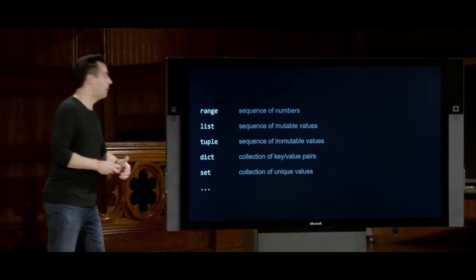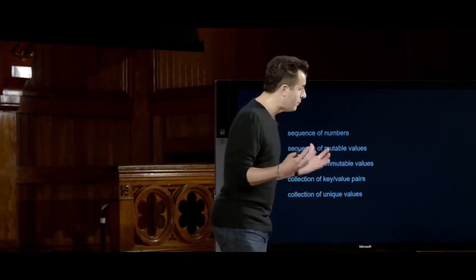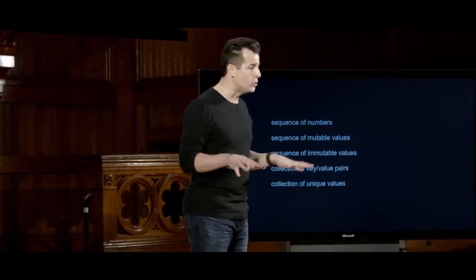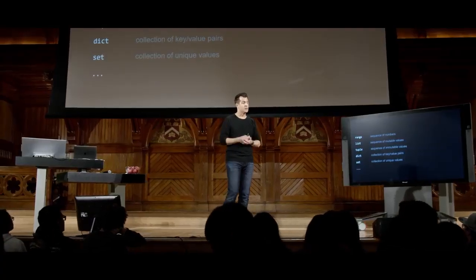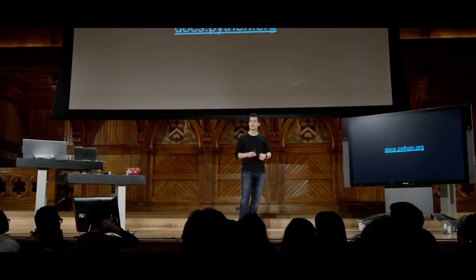And then lastly, at least among the ones we'll look at today, a set is a collection of unique values. You might recall this term from a math class. So this is just a collection of values. But even if you put multiple copies of the same value in there, it's going to throw the duplicates away for you, which is just sometimes convenient. And there's other data types too, but that's more than enough to get us started today.